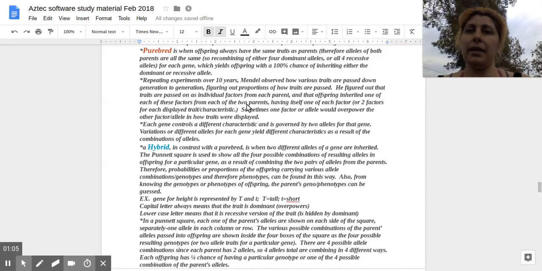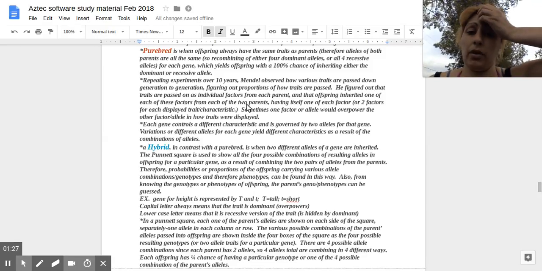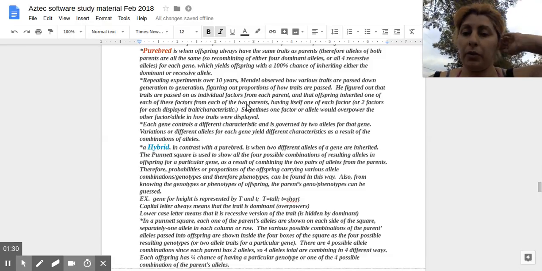When you pass it on, you don't really know which allele the offspring is going to get. Depending on pure chance and statistics, the offspring will receive various possible combinations of these alleles, different subsequent allele combinations from the parents. We'll learn more about how to figure this out in a bit.